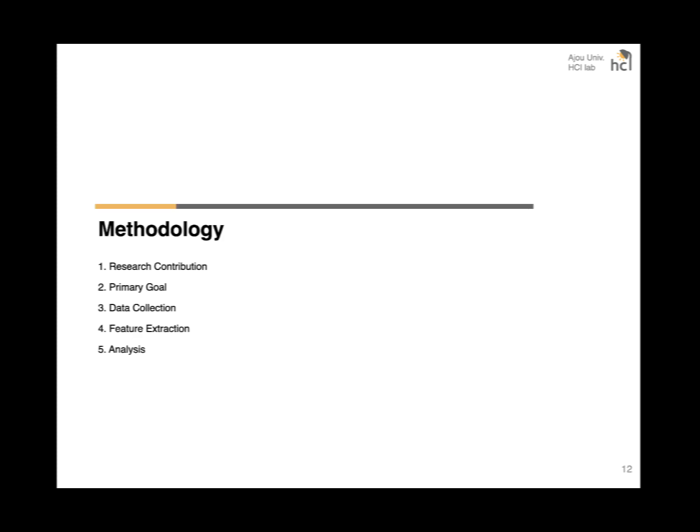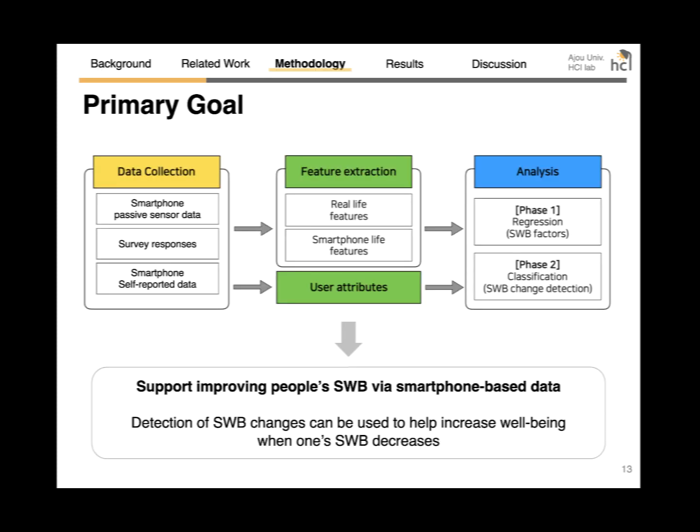Next, I will talk about methodology. This includes research contributions, primary goals, data collection, feature extraction, and analysis. Our study consists of 3 stages: data collection, feature extraction, and analysis. Through this, our goal is to see a possibility of supporting people's subjective well-being via smartphone-based data.